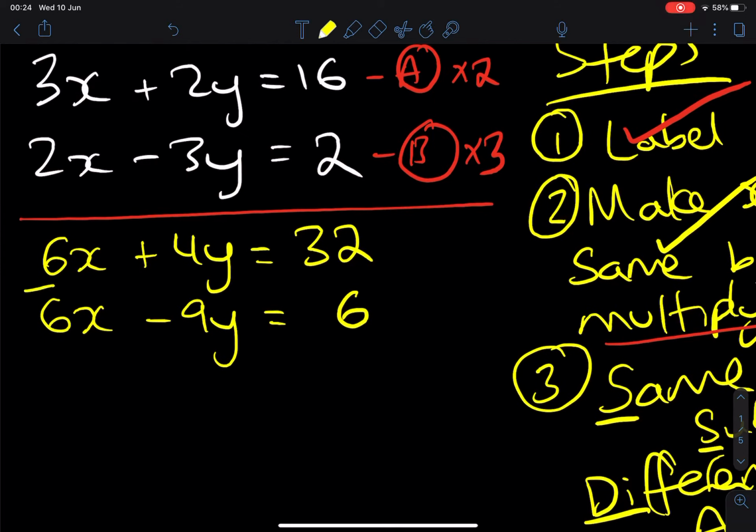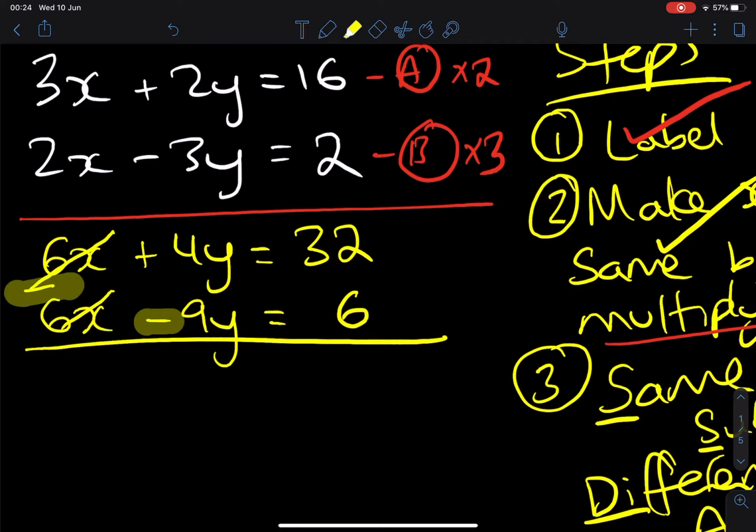So I put the subtract sign and magically 6x gets eliminated. And now I do 4y. Be careful here, please. You're subtracting negative 9. So 4 minus negative 9 is the same as 4 plus 9. Be careful. Some people forget to do that. So 4 plus 9 is equal to 13y. And 32 take away 6 is going to equal 26.